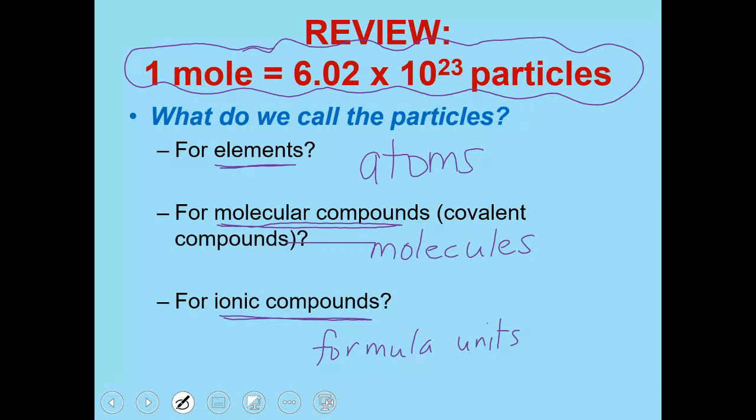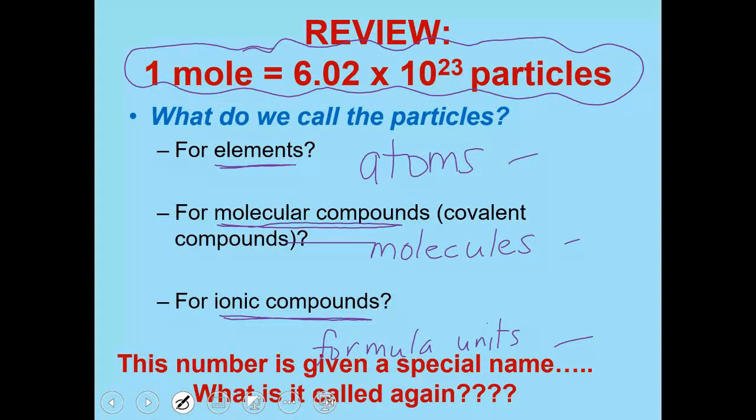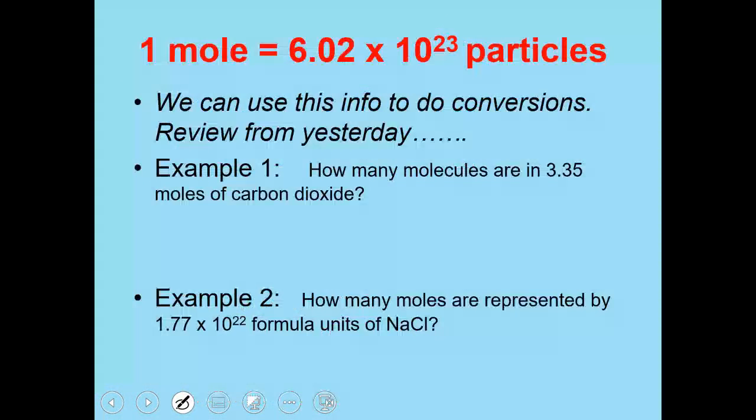So just like a dozen can be 12 of anything, a mole can be 6.02 times 10 to the 23rd of anything, and this is what we call the particles depending on what type of substance it is. Now, does anybody remember the special name that was given to this number? You recall that is Avogadro's number. So we use Avogadro's number to do some conversions. This is a review of what we did in part one.